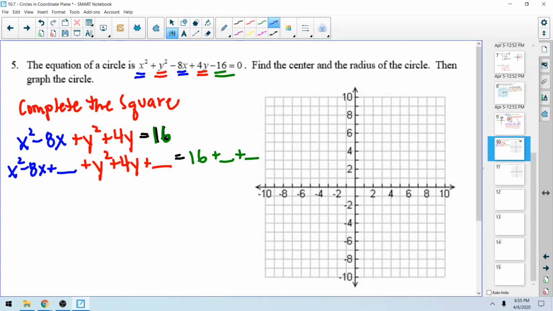Now, in order to find the random number, do you remember? You take the b value, you cut it in half. Half of -8 is -4. Then you take that and you square it, which is 16. If you put a 16 on the left, you put a 16 on the right. Take the b value, cut it in half, that's 2. Square it, that's 4. And again, if you add it on the left, you add it on the right.